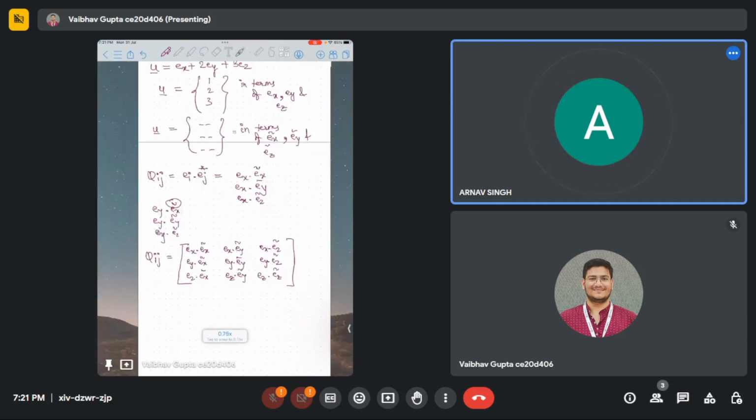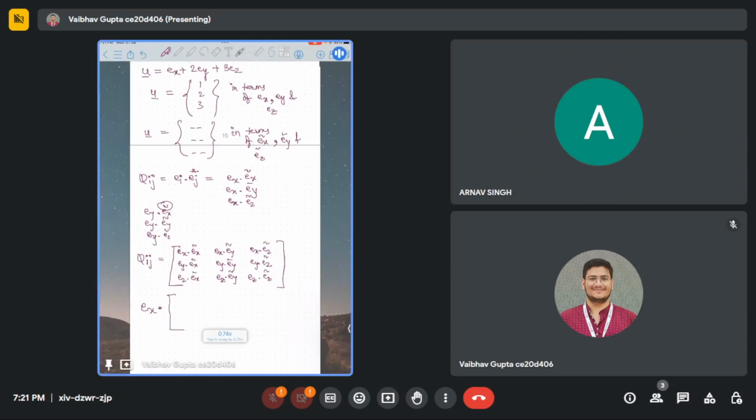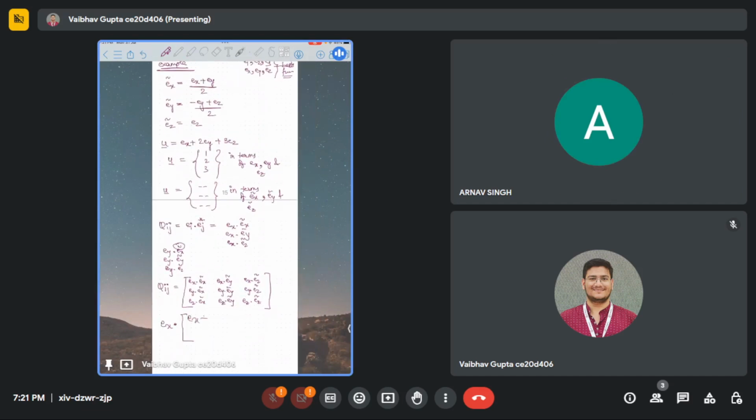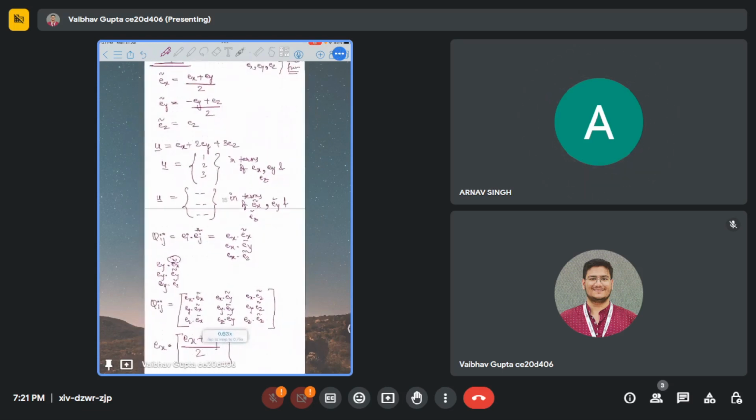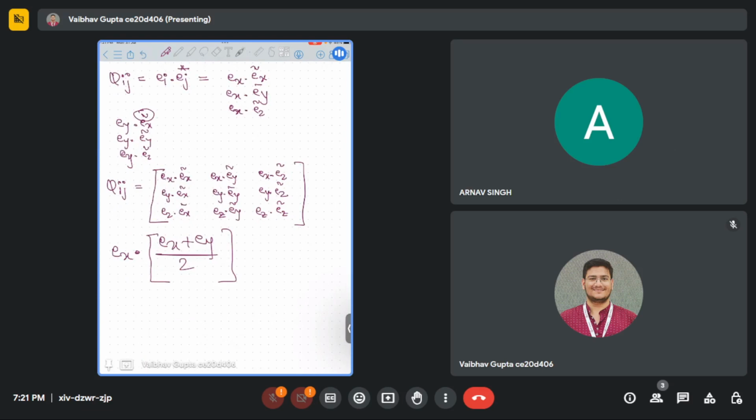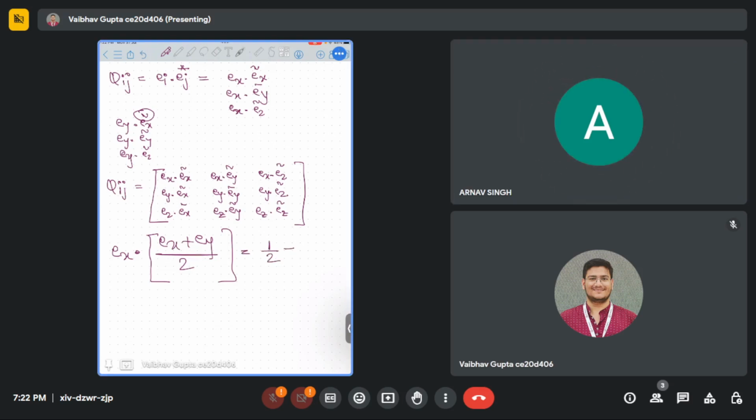So now you know Ex. What is the value of Ex tilde above? It is Ex plus Ey by 2. So now this dot product, Ij in terms of Ik, Jk, is nothing but the 1,1 and 1,2 entries. So Ex dotted with Ex is 1 by 2. Plus Ex dotted with Ey will be 0.